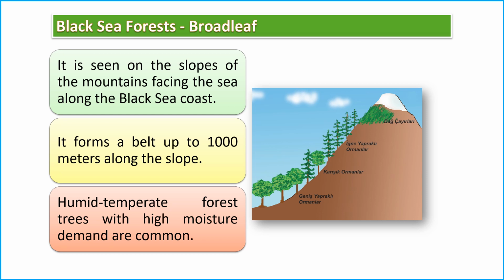In summary, the Black Sea forests represent a unique ecological setting in Turkey, characterized by their lush greenery, diverse vegetation, and ecological significance. The region's forests contribute to both the local economy and the broader ecological health of the country. Conservation efforts are essential to preserve the biodiversity and ecosystem services provided by these valuable forests.